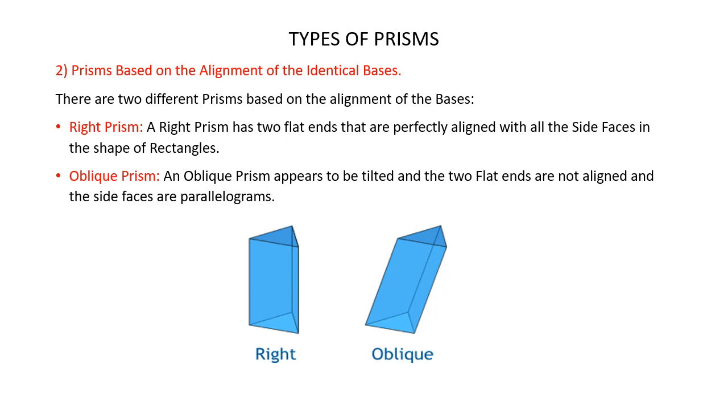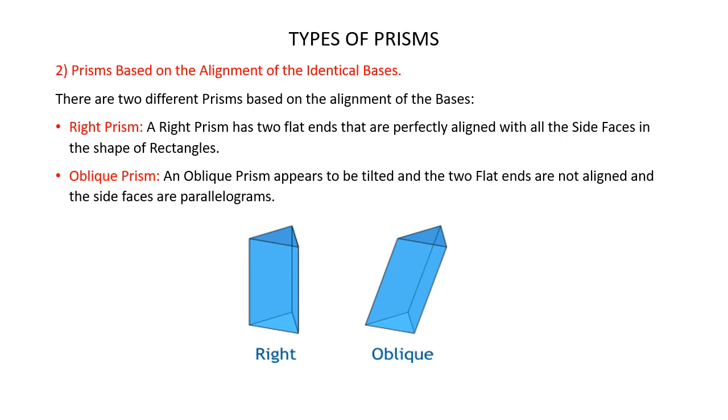Let's now learn about the second type of prisms. Now prisms can also be classified based on the alignment of the identical bases. There are two different prisms based on the alignment of the bases, right prism and oblique prism. A right prism has two flat ends that are perfectly aligned with all the side faces in the shape of rectangles. Now this is a right prism. As you can see here, the right prism has two flat ends and all the side faces are in the shape of rectangles.